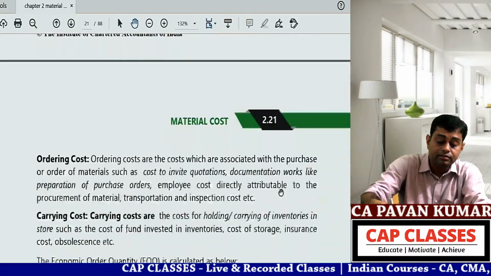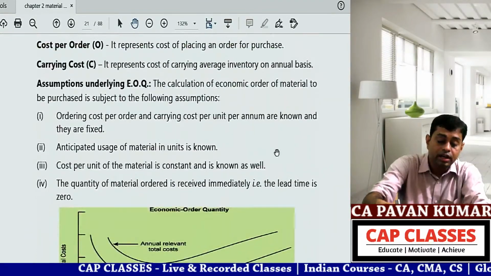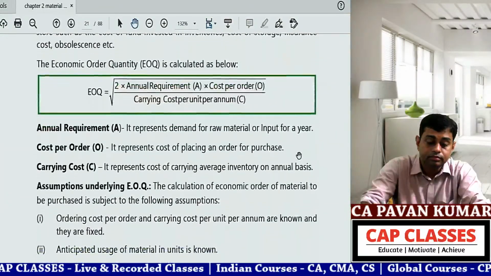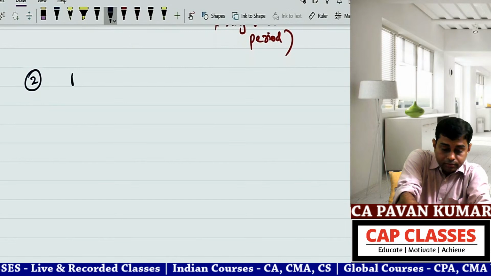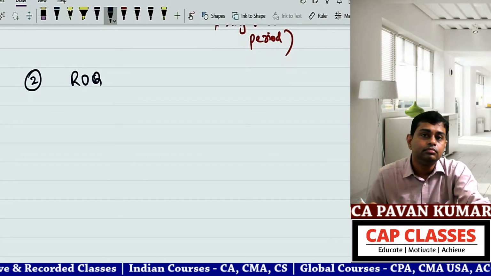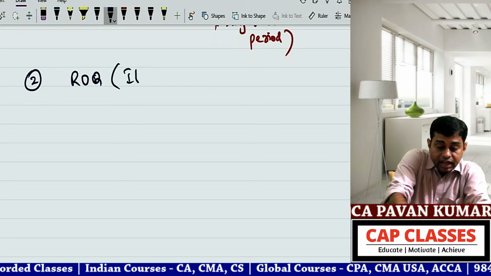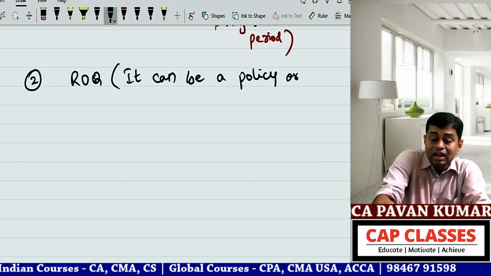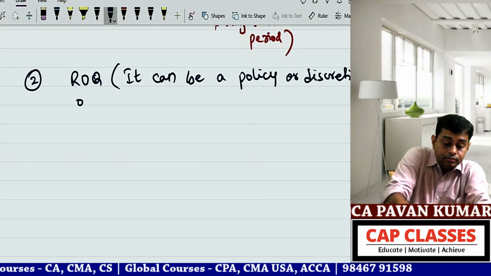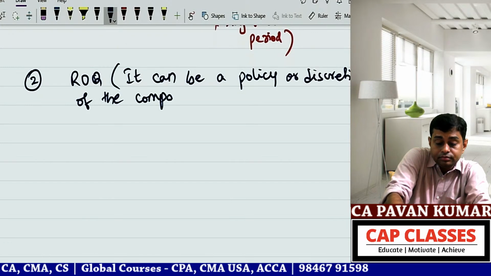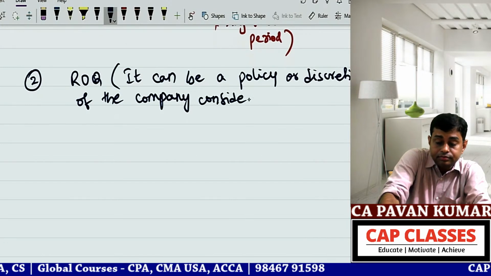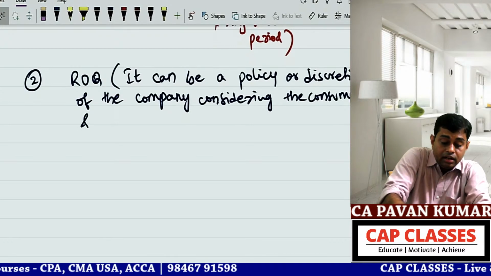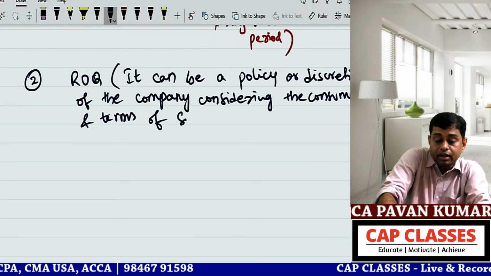Reorder quantity. Okay, in brackets write down, it can be a policy or discretion of the company considering the consumption and terms of supplier.